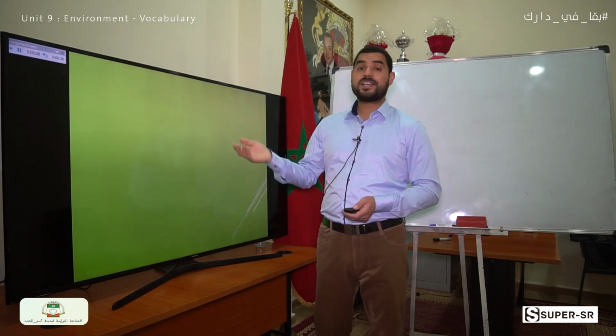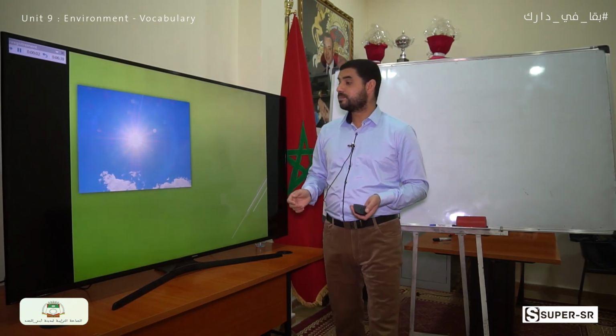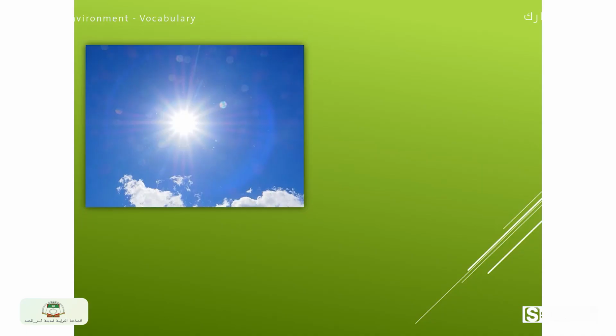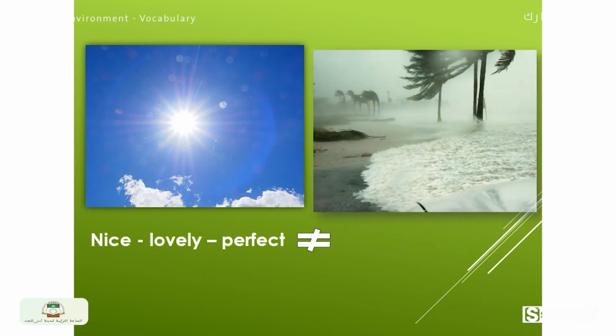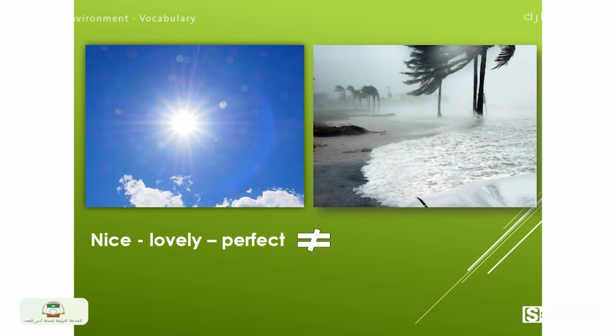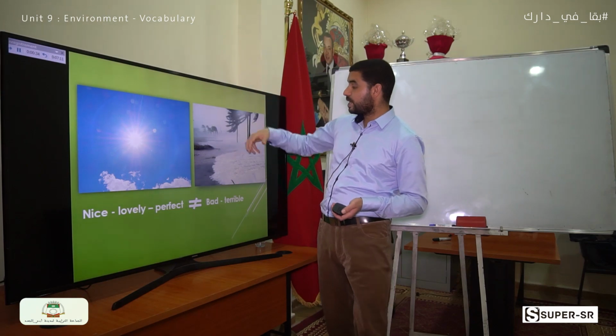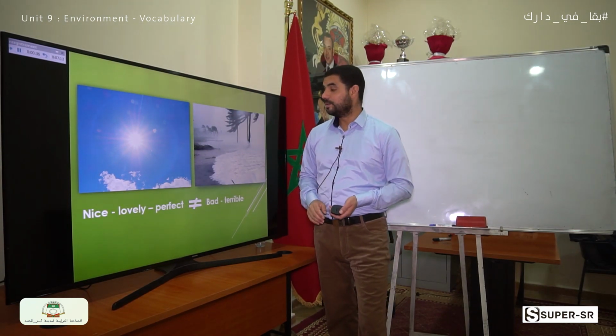So we can use other adjectives to describe the weather. For example, look at this picture. What's the weather like here? It's sunny. We can also say it's nice weather, lovely weather, perfect weather. But look at this picture. Is it nice weather? Is it lovely? No, of course it's bad weather, or we say it's terrible. The weather is terrible. There is wind and rain, so it's not good at all.